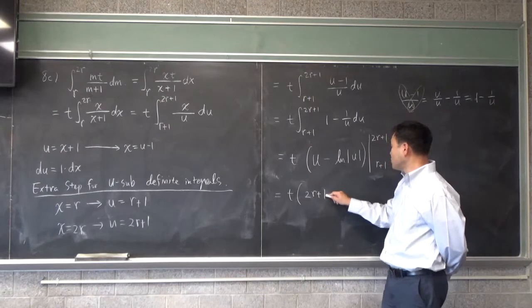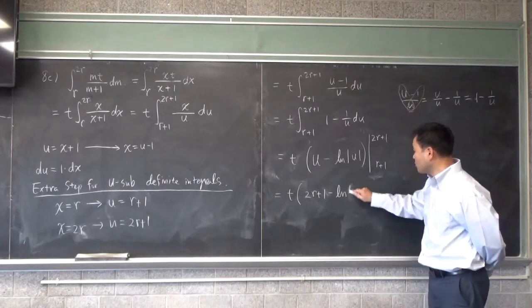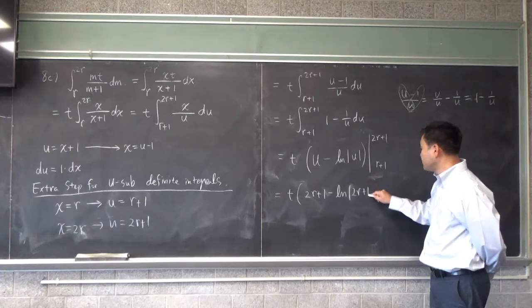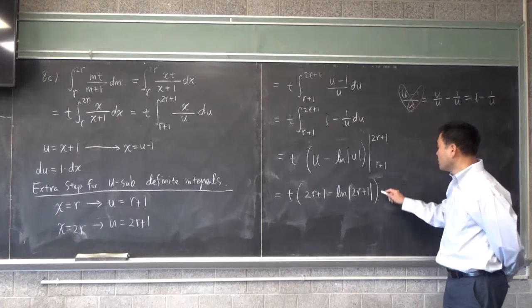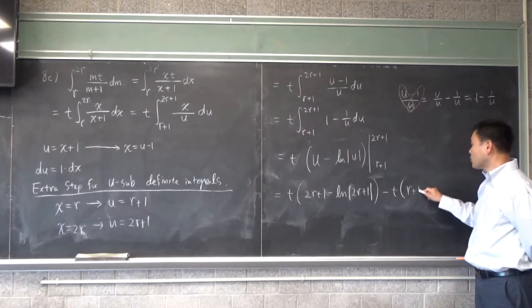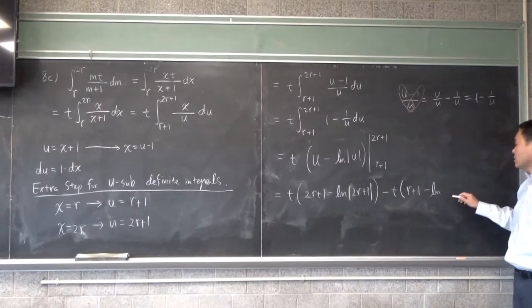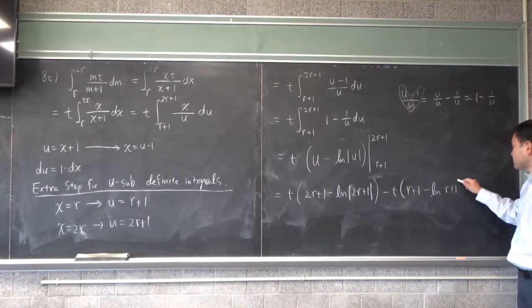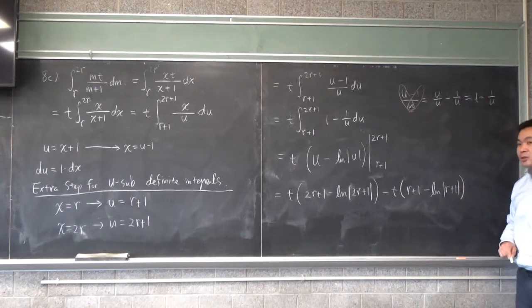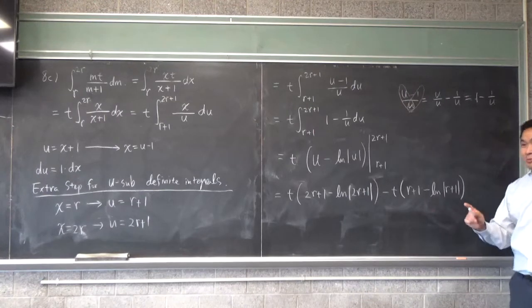2r plus 1 minus ln of absolute value of 2r plus 1, minus t times r plus 1 minus ln of r plus 1. Should we put plus c? No. It's a definite integral. No plus c.